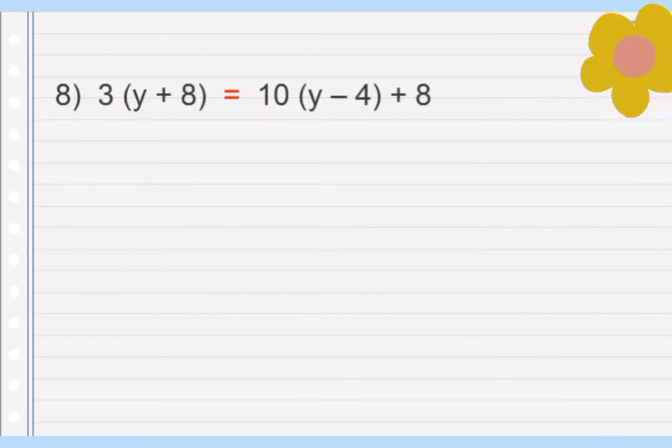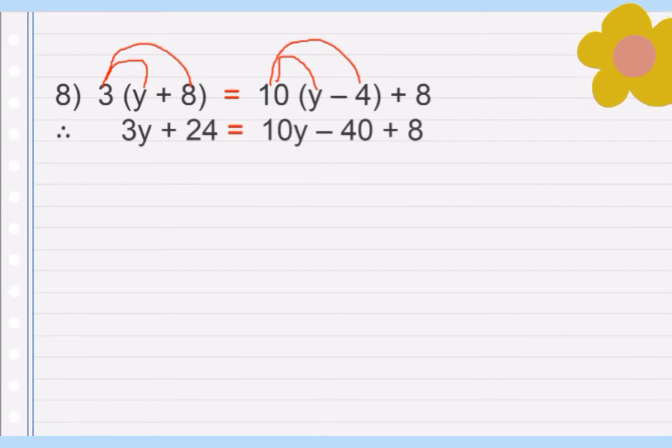Now let's solve sub question 8. 3 bracket y plus 8 is equal to 10 bracket y minus 4 plus 8. So here the first bracket is 3 bracket y plus 8. It is a binomial term, so 3 will multiply by y. 3y plus 3 into 8, 24, plus 10 into y, 10y, minus 10 4s are 40, plus 8 remains as it is. So here 3y plus 24 is equal to 10y minus 40 plus 8.